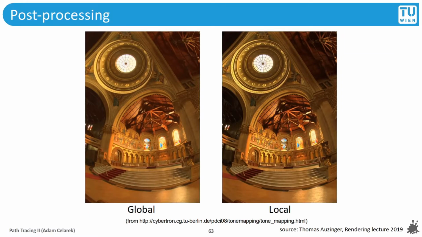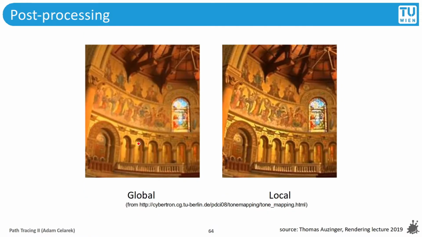Let's zoom in a bit. The global variant, again on the left, is less crisp than the right one. Look here at the arches and the saints. They are a bit washed out on the left compared to the right. And again, the darker parts of these wooden beams are darker here compared to here.